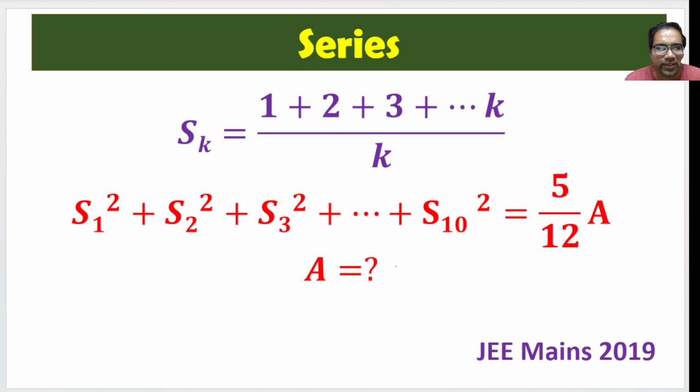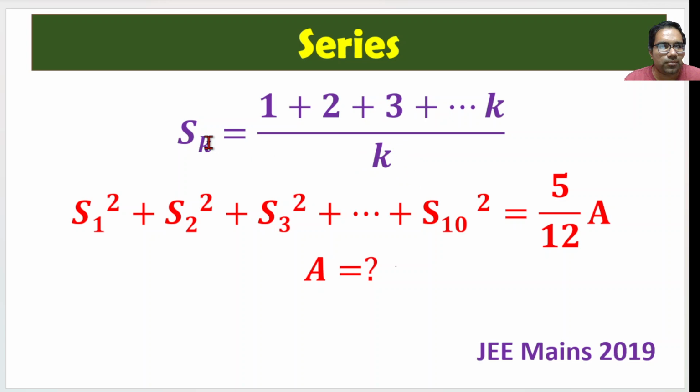Hi friends, here we have S_k, whose kth term is (1 plus 2 plus 3 up to k) by k. We have to find the sum of the squares of such terms up to 10: S1 square plus S2 square plus S3 square up to S10 square. What is S10? (1 plus 2 plus 3 up to 10) by 10.